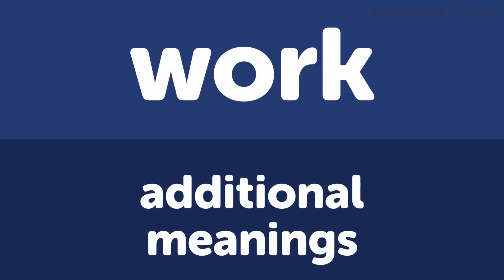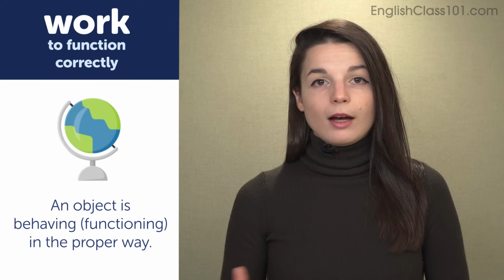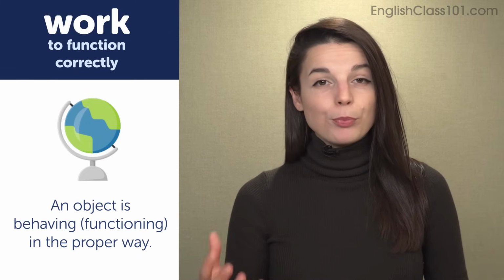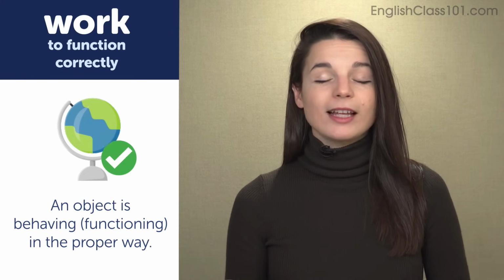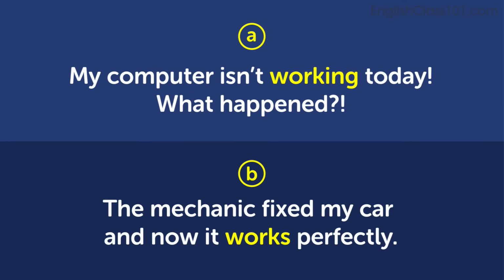Now let's talk about some additional meanings of the verb work. Meaning 1. The first additional meaning is to function correctly. To function correctly means an object is behaving, is functioning in the proper way. So let's look at some examples. My computer isn't working today. What happened? The mechanic fixed my car, and now it works perfectly.